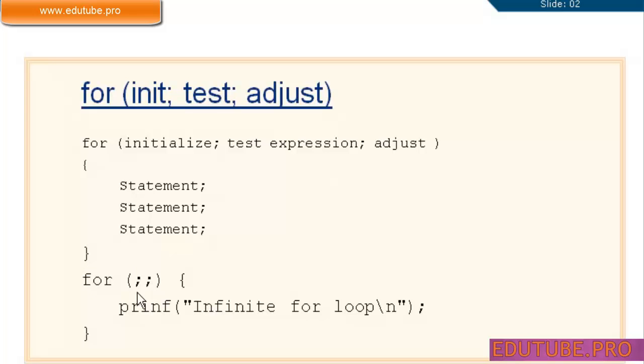Now this is an infinite for loop down here. I just wanted to throw this in and show you because the items between the semicolons are optional, all of them. And if you leave them all out, the test expression defaults to true. So this is the same as our while one. And this would be an infinite for loop, and that would just sit there and run.